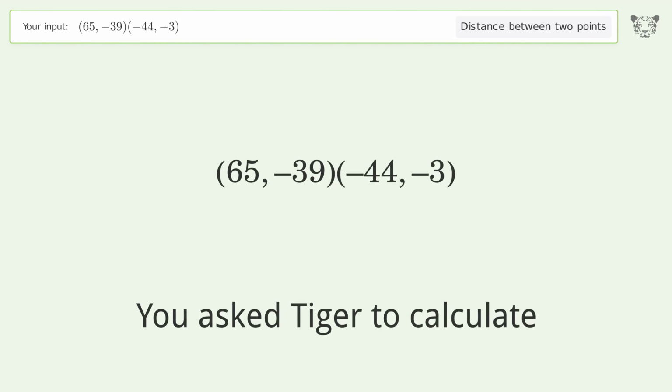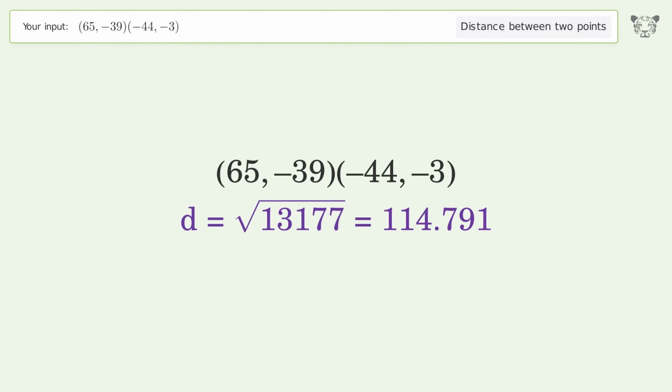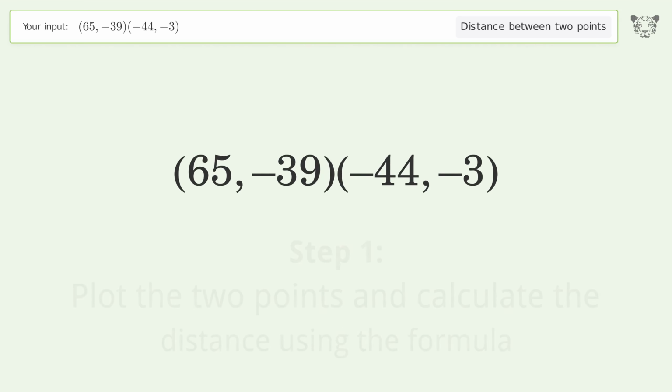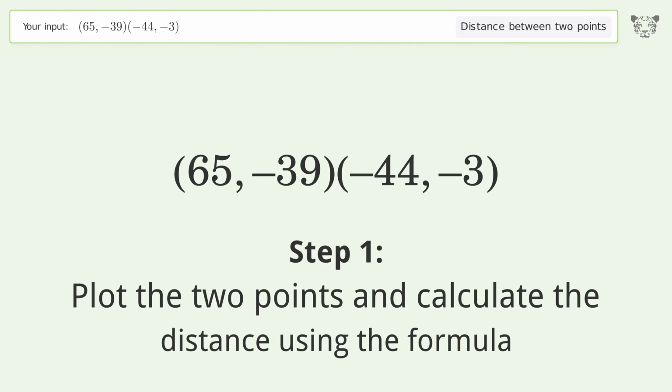You ask Tiger to calculate. This deals with the distance between 2 points. The distance between the 2 points is the square root of 13,177 or 114.791. Let's solve it step by step. Plot the 2 points and calculate the distance using the formula.